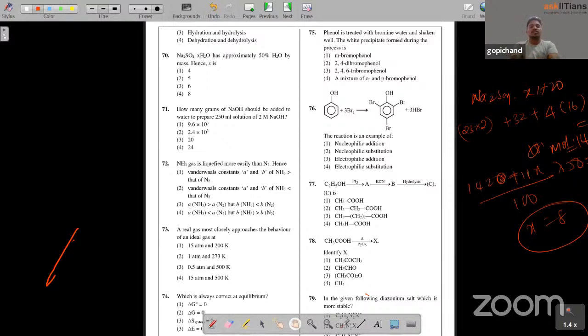NH3 gas is liquefied more easily than N2. Hence, okay, take your time to answer this one. We'll go with the easy questions inside the paper rather than doing everything.